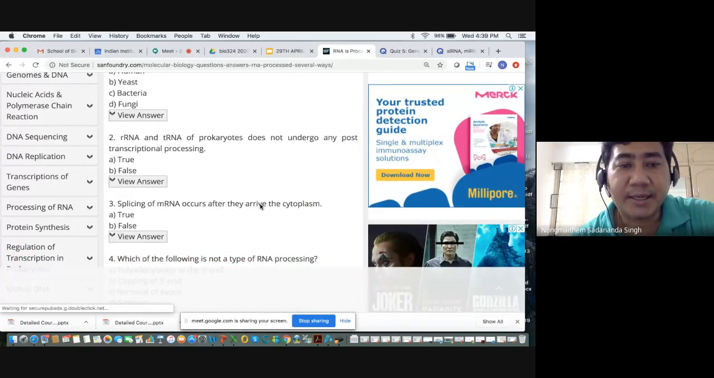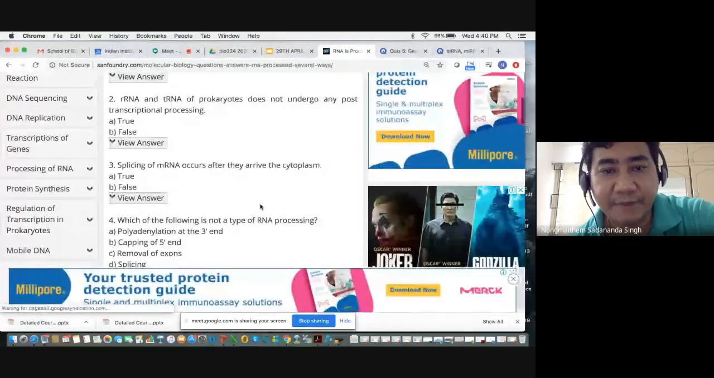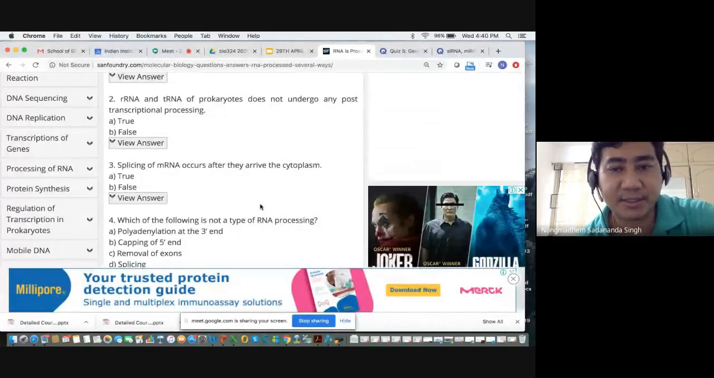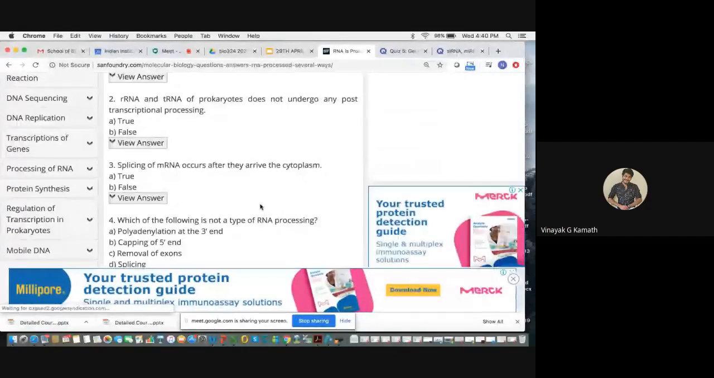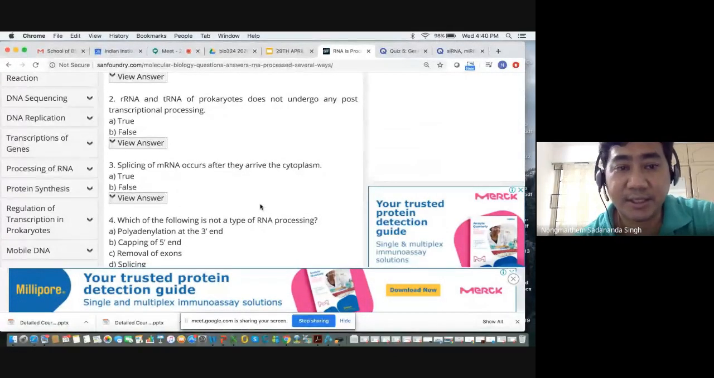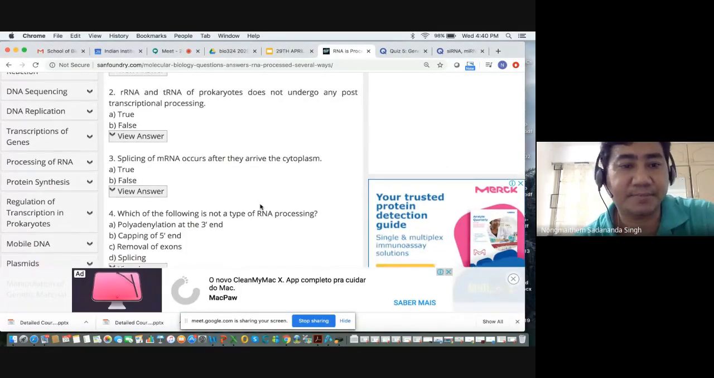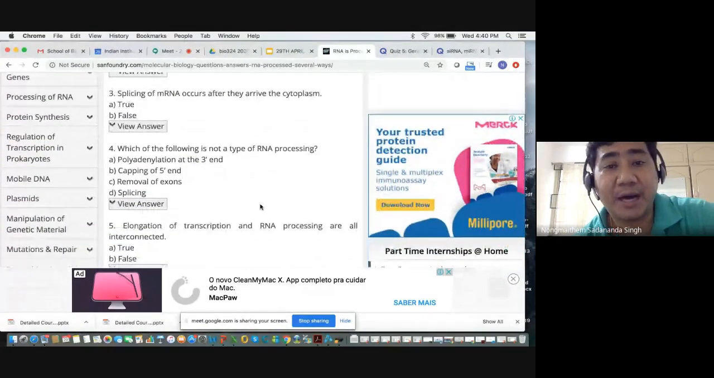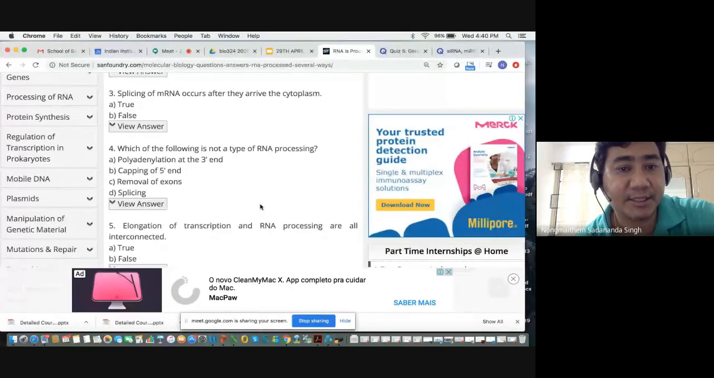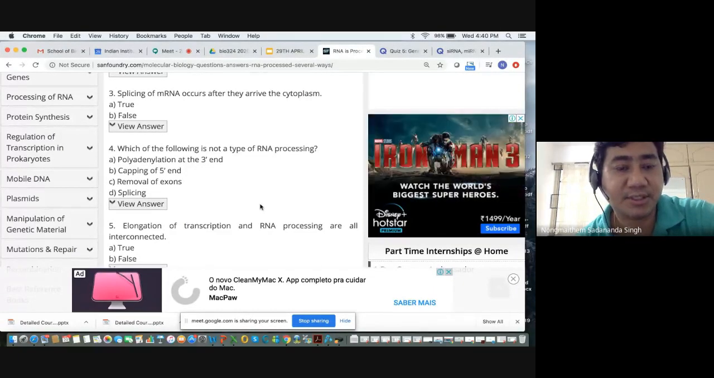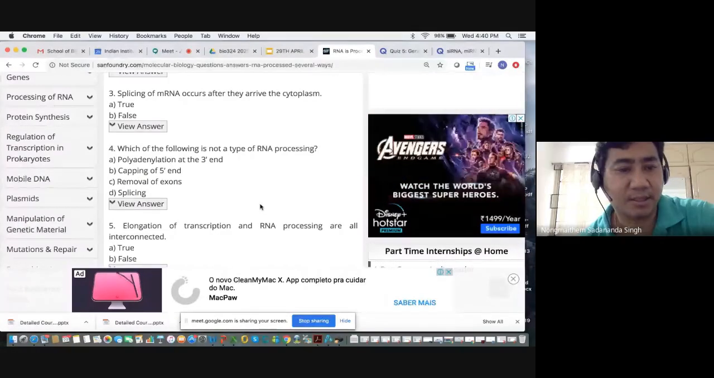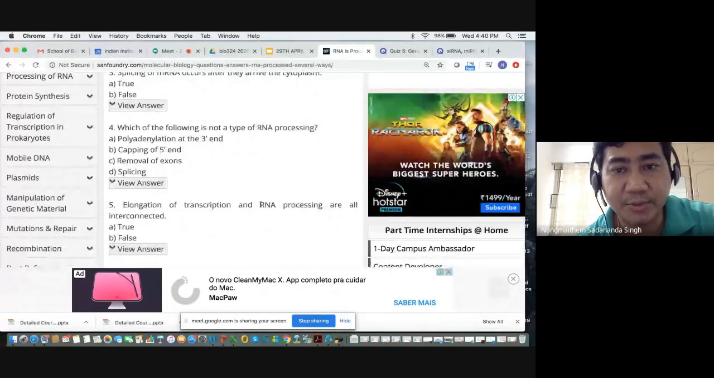Next: splicing of mRNA occurs after they arrive in the cytoplasm. This is pretty simple. True, false? False. Generally it happens in the nucleus, and without that proper processing, we know that mRNA or many of the other RNAs are not exported to the cytoplasm. Then, which of the following is not a type of RNA processing? Polyadenylation, capping, removal of exons, splicing. C, removal of exons. So we don't do any removal of exons.